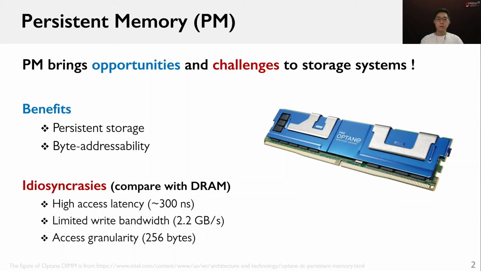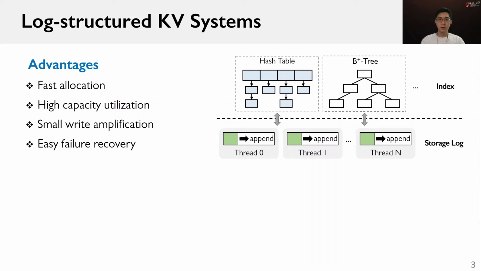For example, compared with DRAM, PM has high access latency, about 300 nanoseconds. PM also has much slower write bandwidth. The write bandwidth per DIMM is about 2.2 GB per second, which is about 1/6 of that of DRAM. The access granularity of PM, also called XP line, is 256 bytes, which is 4 times the size of a cache line. The mismatch of granularities can generate write amplification.